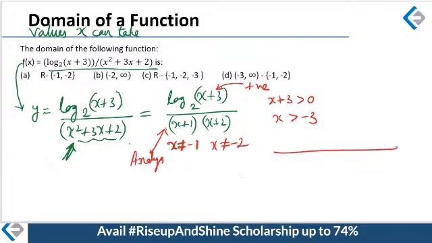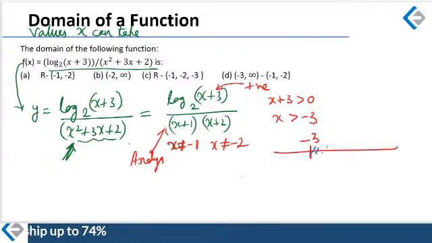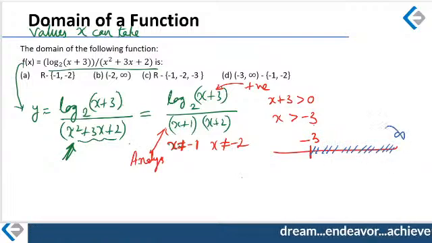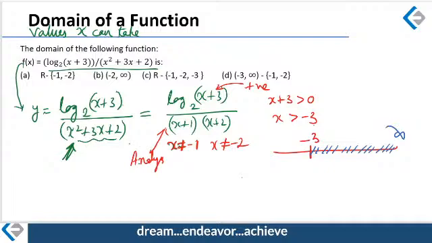Therefore on the number line x can take any value greater than minus 3, till infinity. Therefore the most likely choice here is D. It can take any value from minus 3 to infinity except the flower bracket values.